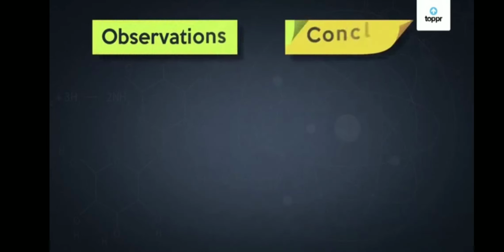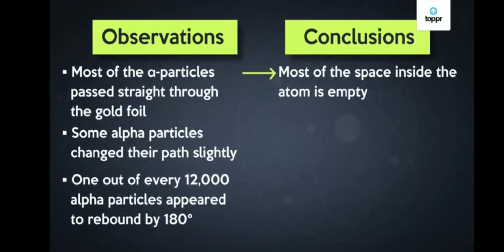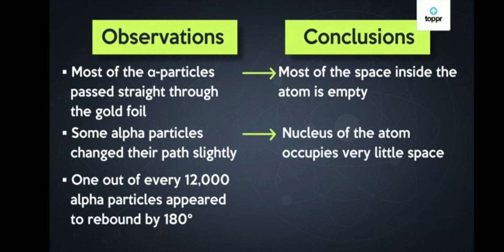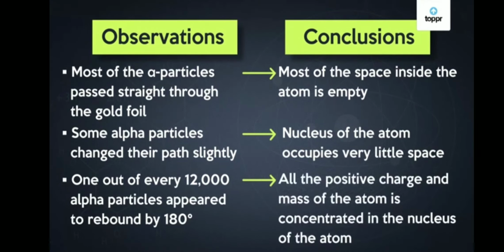Cool. So through this experiment, we got to know a lot about the atom. Now that we are clear on what Rutherford observed, let's see what he concluded from these observations. He said that, firstly, most of the space inside the atom is empty. Secondly, the nucleus occupies very little space in the atom. And finally, all the positive charge and mass of the atom is concentrated in the nucleus of the atom.